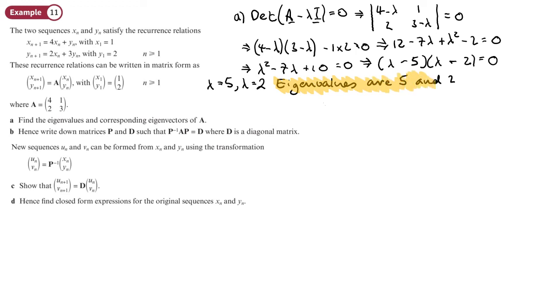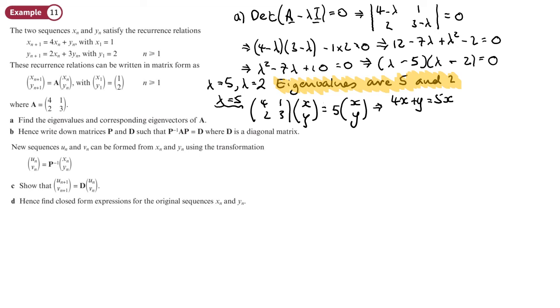Right, so 5 and 2 are the two scalings that this matrix produces. So let's find those. Let's start with lambda equals 5 and work out what the eigenvectors are. So 4, 1, 2, 3 times the vector we want to find, x y, is scaled by 5. So the equations this gives us are 4x plus y equals 5x and 2x plus 3y equals 5y.